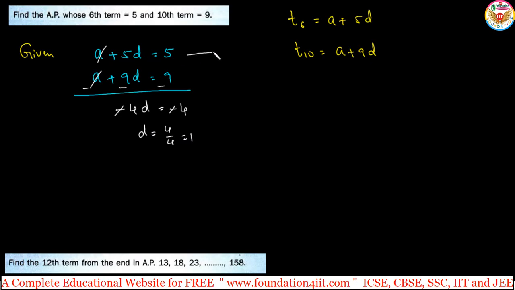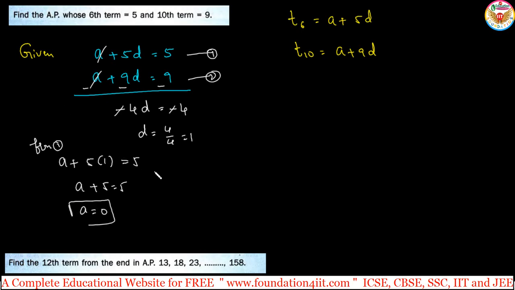If you know the d value, substitute in equation 1 or 2, and you will get a. So from equation 1, a plus 5 into d, the d value is 1, that is equal to 5. So a plus 5 is equal to 5, then a is equal to 0. The first term is 0. So therefore the required series in arithmetic progression is 0, then next we should add d. So 1 should be added to the next term: 0, 1, 1 plus the common difference again, 2, 3, 4, and so on. So this is the series. Right. Next problem. When two terms are given, take the equations and go for the elimination method.